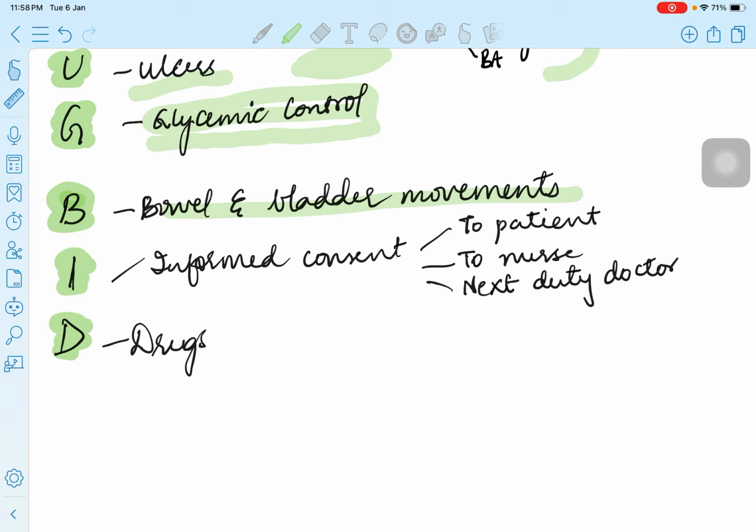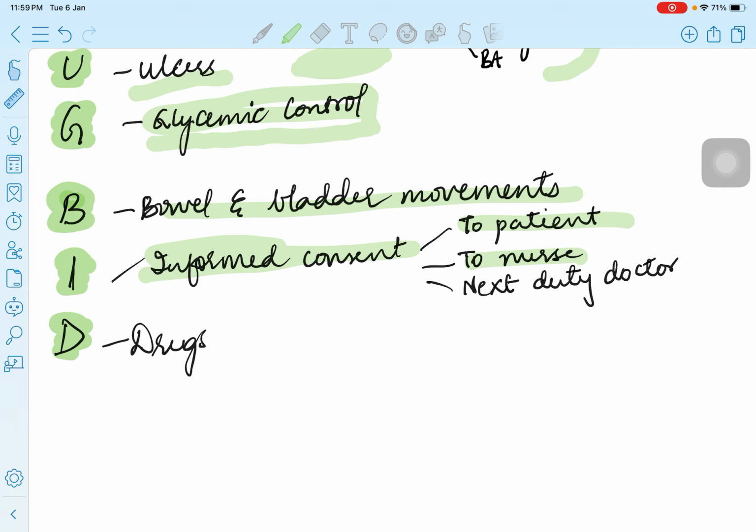And with I comes the informed consent about the procedure and about the cumulative risk the procedure has to both the patient, the nurse, and the attenders, and then to the next duty doctor when handing over the patient.